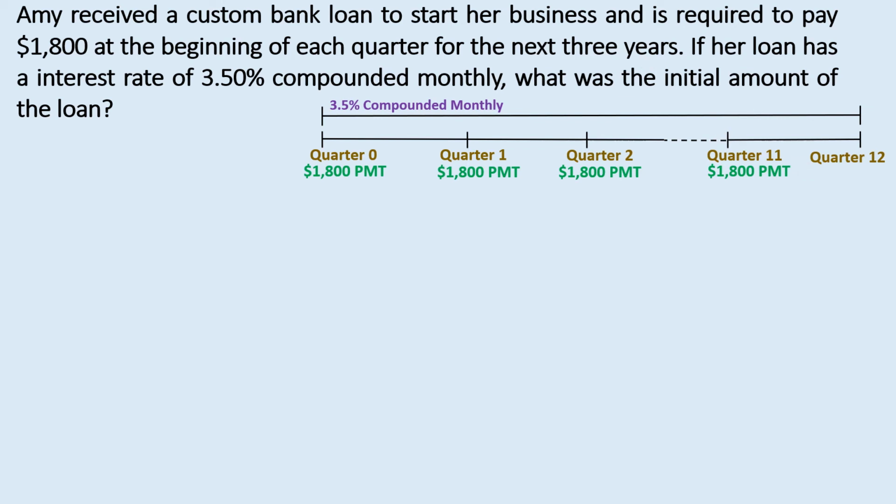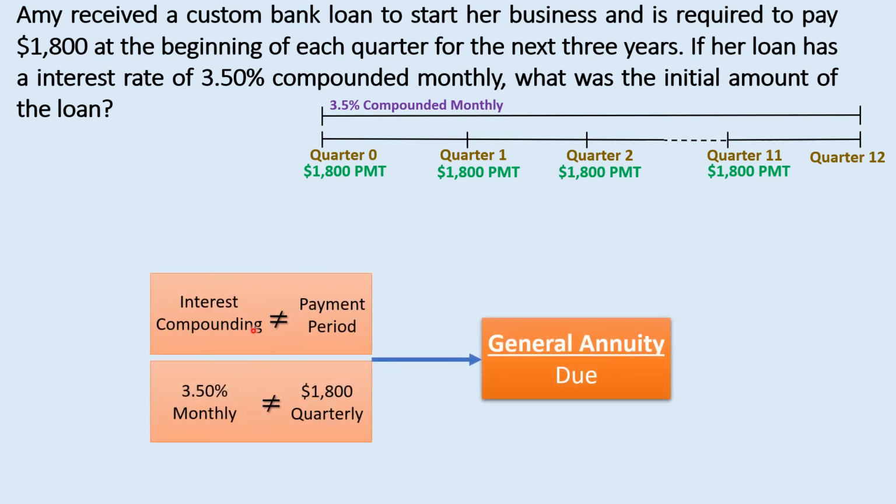Now, how do we know whether it's a general annuity due or a simple annuity due? When we take the interest compounding and the payment period and put them together, we see that they're not equal to each other, because the interest compounding is monthly at 3.5%, whereas the payment frequency is quarterly at 1,800. Since they're not the same, we know that it's a general annuity due, and we'll have to convert the interest rate of 3.5% compounded monthly into a quarterly rate, so that we can go ahead and calculate the present value of the loan. And again, I'd like to repeat it: how do we know that it's a present value? It's asking us to calculate the initial amount of the loan.